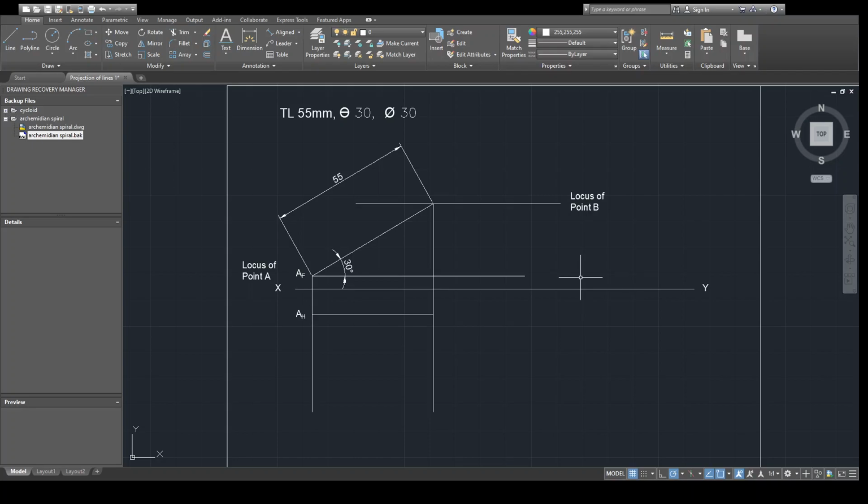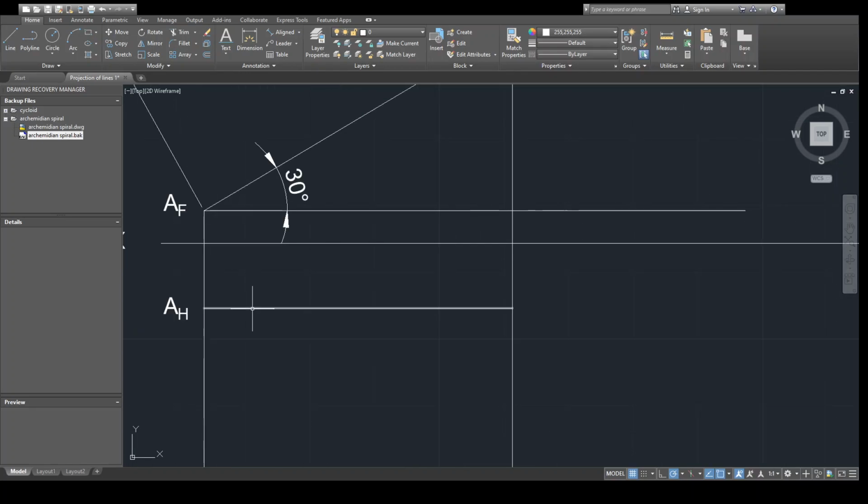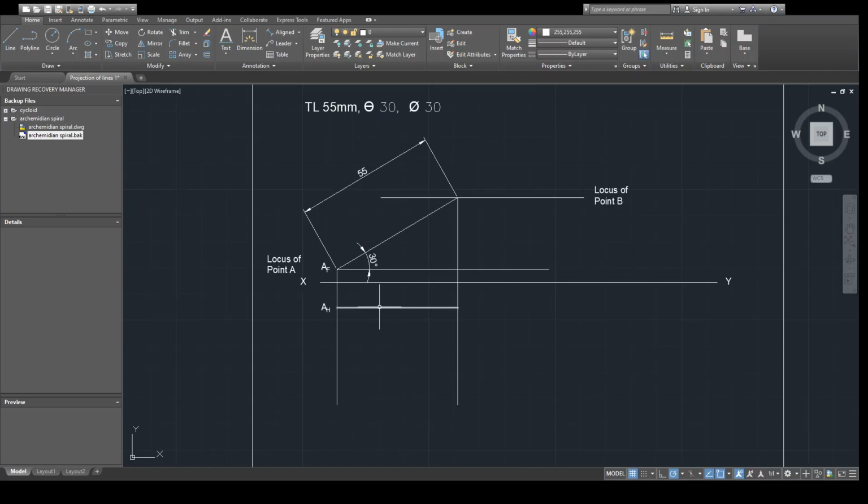What we have done in the first step is that first we have drawn one line, that is 55 mm length and 30 degree to HP. We have assumed that the line is inclined to HP and parallel to VP. In that case, this particular line is nothing but the top view line. Okay, so this particular line we call top view line.